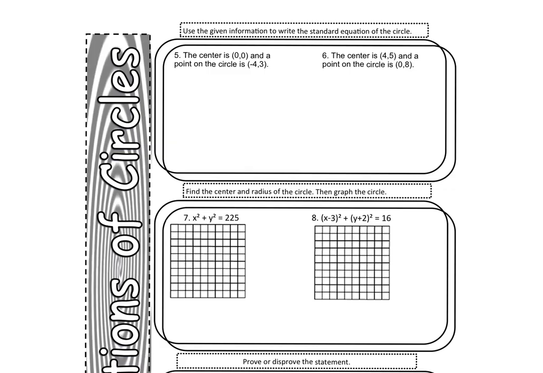Okay, here we're given the center at 0, 0 and a point on the circle. So we need to write the standard equation, which means we still need the radius and the center. So they gave us the center, so this is our h and our k, but they did not give us the radius. They gave us a point on the circle. So this is going to be x and y. So we're going to do the same thing. We're going to plug it into our equation, which is x minus h squared plus y minus k squared equals r squared. And we're just going to plug in now.